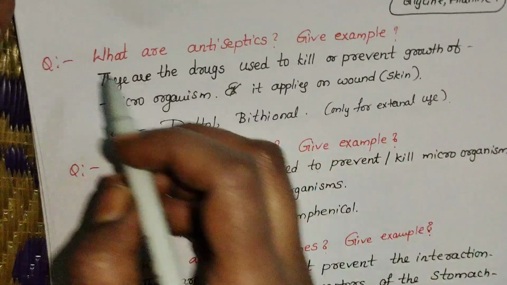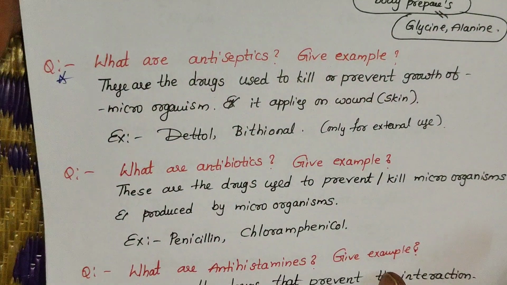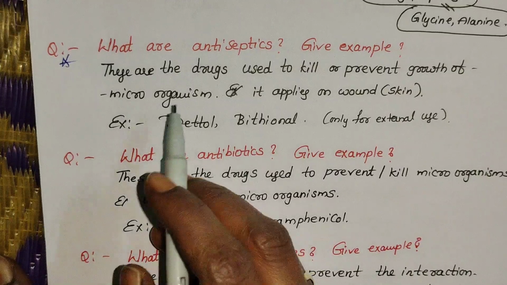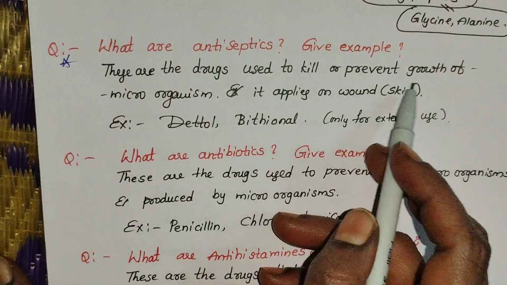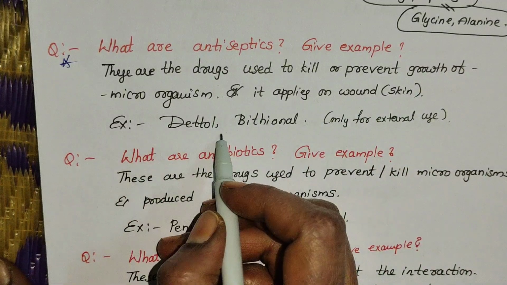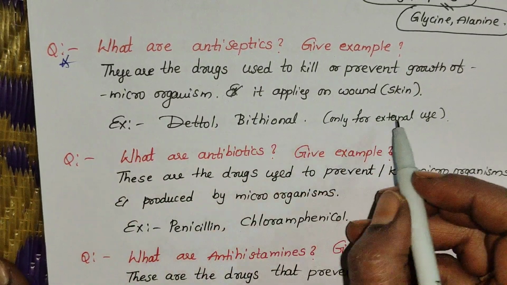So next, one more important question from chemistry in everyday life. What are antiseptics? Give examples. They are drugs used to kill or prevent the growth of microorganisms. It is applied on wounds. Okay, examples: Dettol, Bithionol, only for external use.